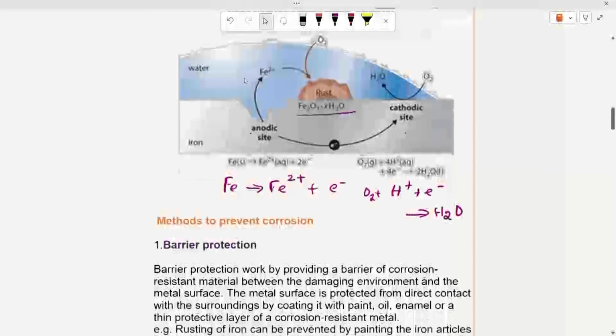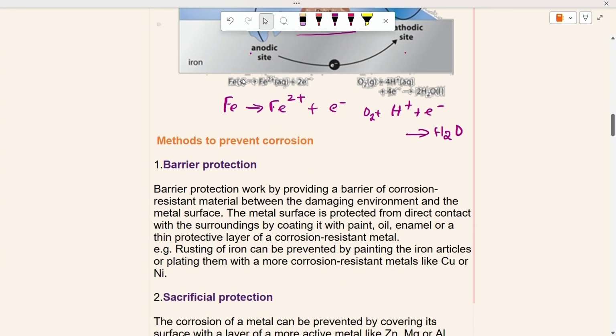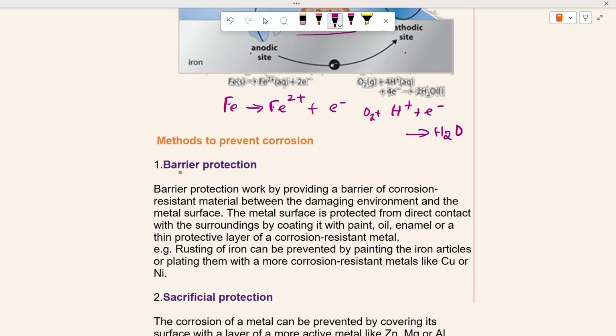Now, what are the methods to prevent corrosion, because metal is getting destroyed, especially the main loss is for the iron materials. So, the first one is barrier protection. Barrier itself shows that there should be something to prevent the direct contact. Barrier protection works by providing a barrier of corrosion resistant material between the metal and the damaging environment.